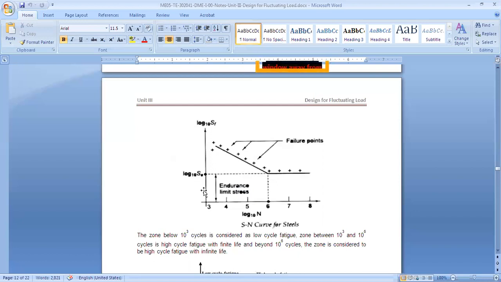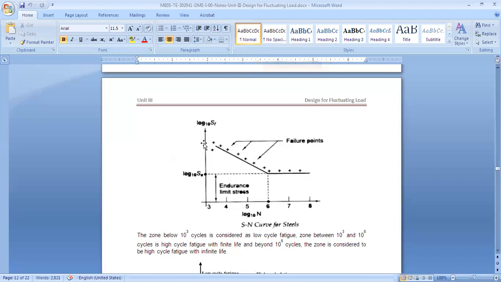Any stress less than SE, that is your endurance limit. For above, if your stress is more than SE, that means it will not go for a life cycle of 10 raised to 6, or 1 million cycles. It will fail before that, and that is shown by this graph. These are the different failure points, right?